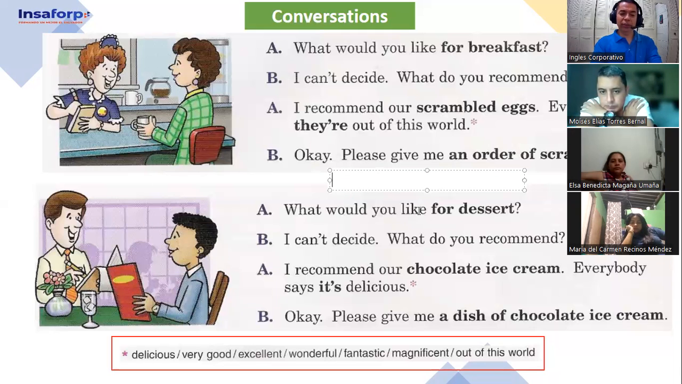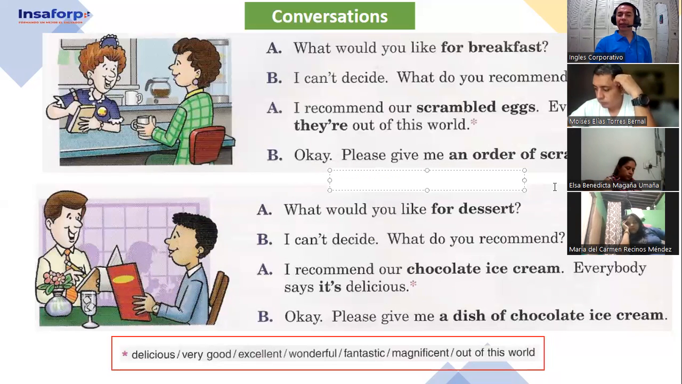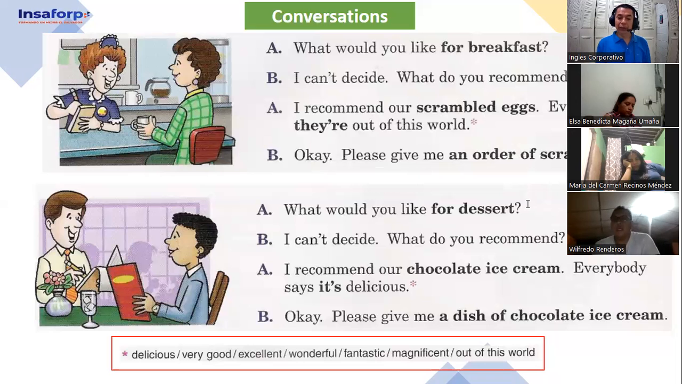How do you say huevos estrellados? Sunny eggs. Okay, el huevo como que es el sol, you know, sunny eggs. And how do you say huevos duros? Boiled eggs, right? If you want to know. Boiled eggs, sunny eggs. Good. Es estrellado. Huevos estrellados. Sunny eggs. Wilfredo, porque el huevo se ve como que es el sol, ¿no? Sunny. Like sunny eggs. And duros is boiled eggs. Okay. Good, class.